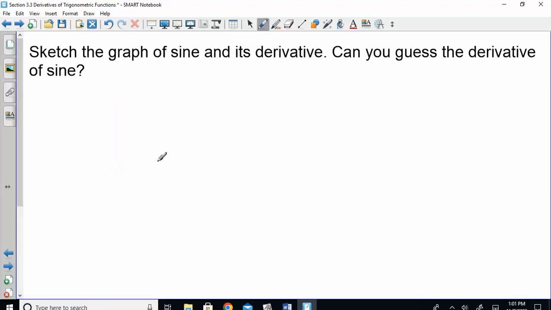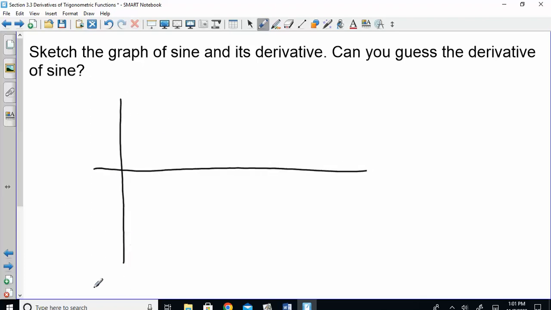So my next question, I want to graph sine of x. We did this at the very beginning, like in the third section, I think. We had some of our trig review, and we graphed all of our trig functions. What does the graph of sine look like?